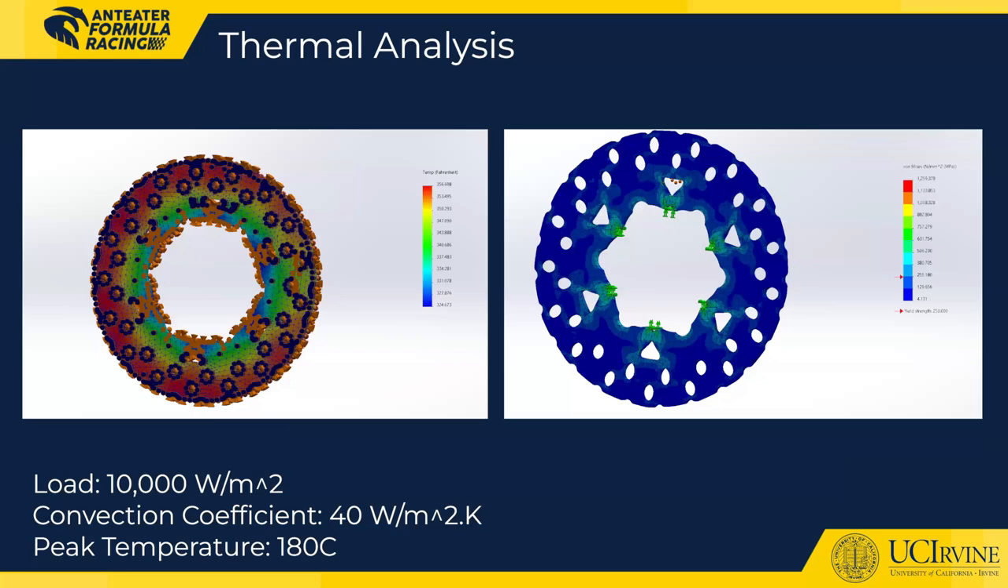Thermal performance is critical for brake efficiency. Our analysis applied a 10,000 watt per meter squared heat load with convection effects, revealing a peak temperature of 180 degrees Celsius. These temperatures were applied in a thermal loading analysis with the mounting points fixed. This caused an extremely high maximum stress of 1,260 megapascals, which would yield and likely fracture the steel rotor. This was found near the fixtures.